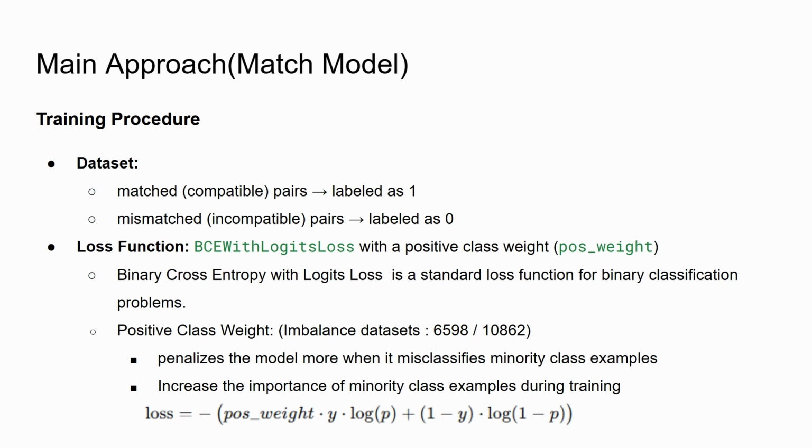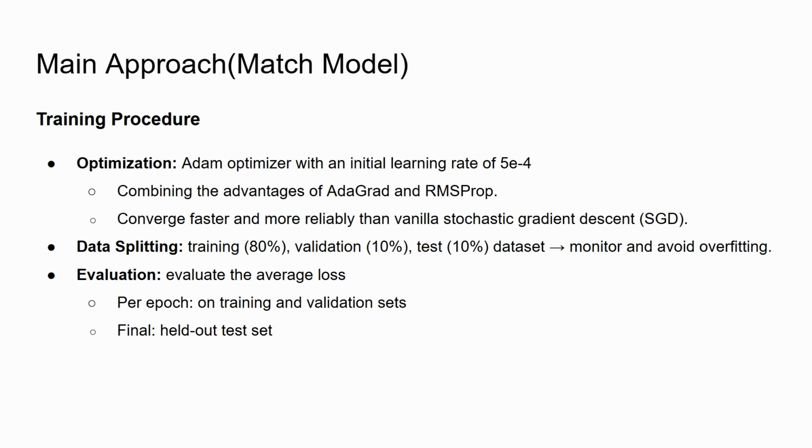Then we use a loss function to handle the class imbalance in the dataset. By using the positive class weight, we can help the model give more importance to minority class samples and penalize more when it misclassifies them. And we use an optimizer with a learning rate that we have experimentally tuned. And in addition, we split the data to avoid overfitting.